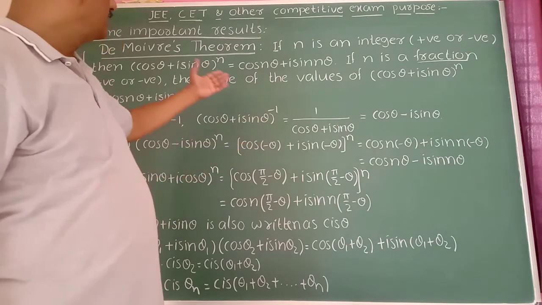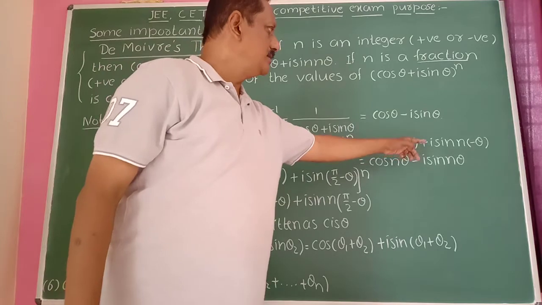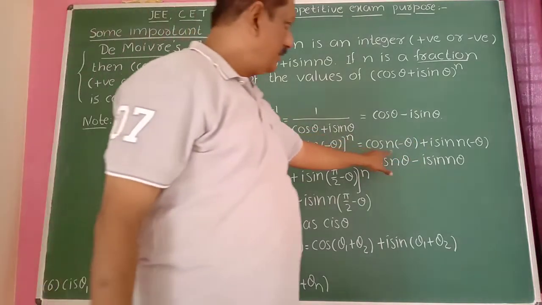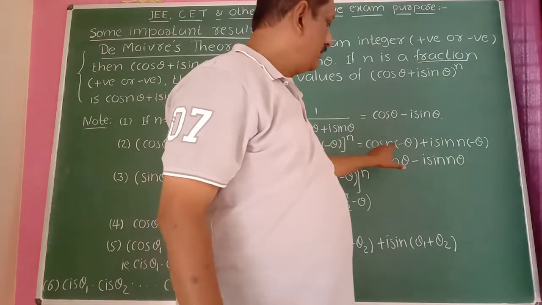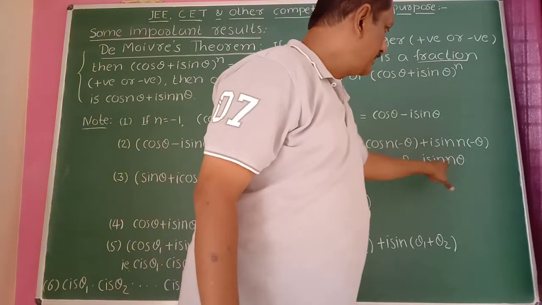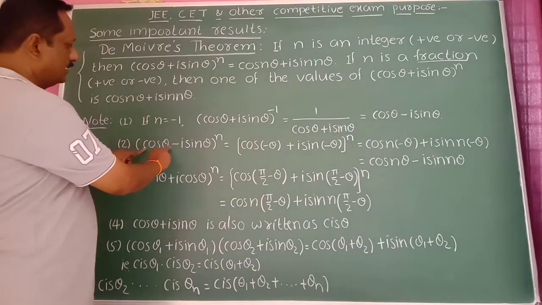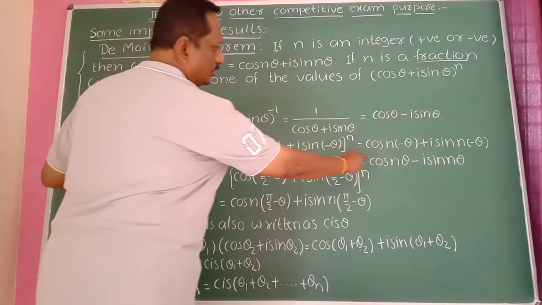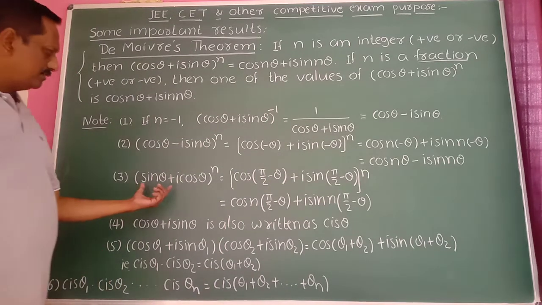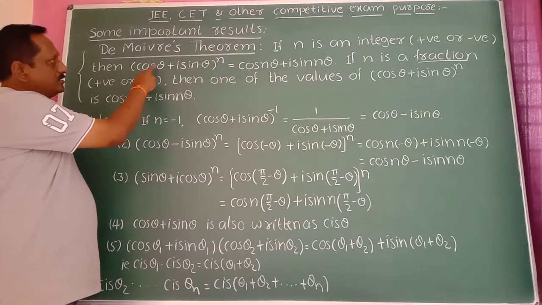So according to De Moivre's theorem, take n inside: cos of n into minus theta plus i sin of n into minus theta. Therefore, n into minus theta is minus n theta. Cos of minus n theta is cos n theta, and sin of minus n theta is minus i into sin n theta. Therefore, (cos theta minus i sin theta) raised to n is equal to cos n theta minus i into sin n theta.